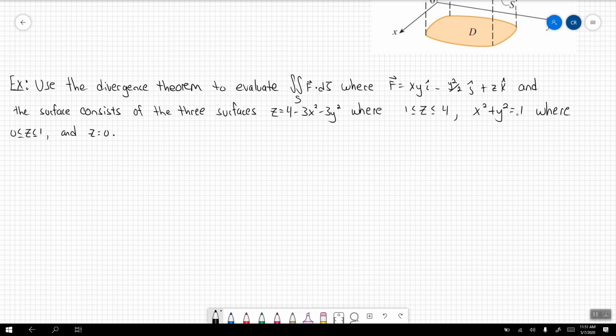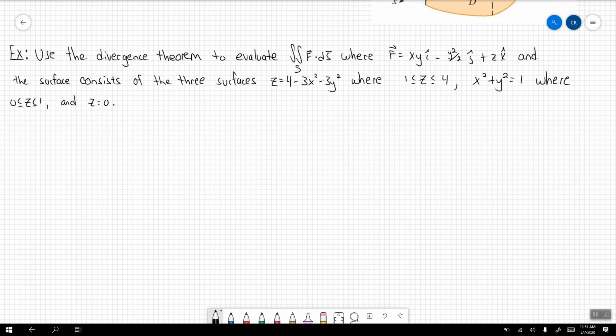Then x squared plus y squared is equal to 1. So again, we have the cylinder, where this cylinder is only going to exist between the values of z equal to 0 and 1. And then we're going to have z is equal to 0. So really quickly, I want to draw a depiction of what we are looking at, so that we can extract the different surfaces and figure out how we are going to work with them.